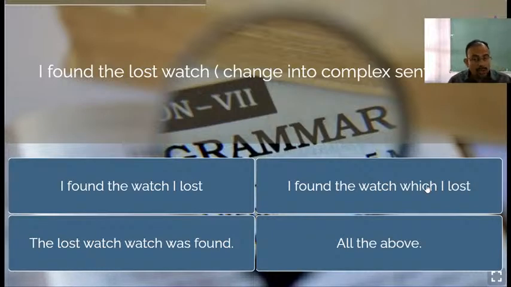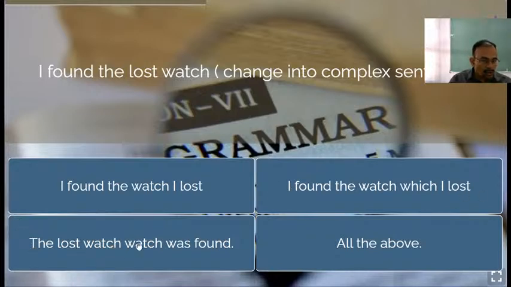But how can you be sure? You can be sure because in I found the watch which I lost, there are two parts in this sentence. I found the watch is the principal clause because it is independent, not depending on the which I lost part of the sentence. But which I lost depends on the principal clause, because if you just say which I lost without adding I found the watch, it does not make sense. Therefore which I lost has to depend on the main part, I found the watch. Therefore it is a complex sentence.